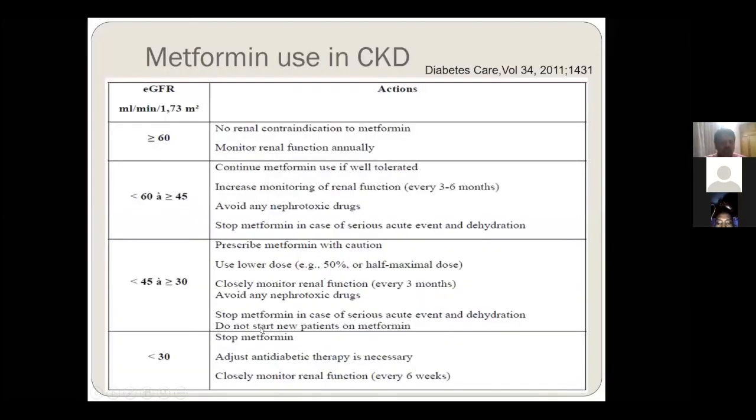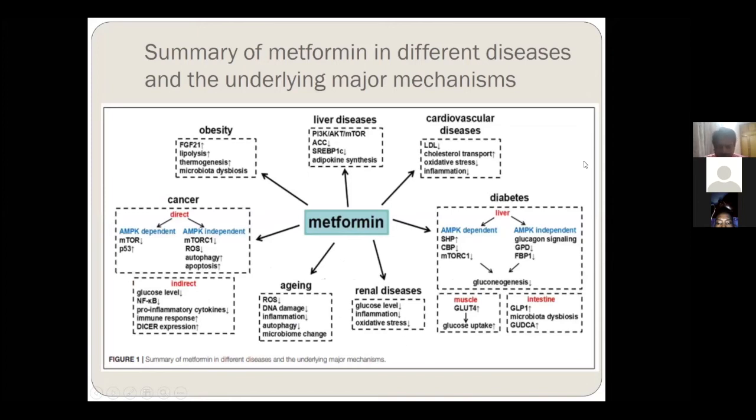With liver disease or any hypoxia, you need to stop, because otherwise you have a high chance of getting lactic acidosis. If the GFR is less than 30, it is better to stop it and use other drugs. Metformin has a pleiotropic effect. It has been shown to reduce cardiovascular events. There are multiple effects in obesity: it reduces weight by lipolysis, increases thermogenesis, and, more importantly, it reduces microbiome dysbiosis. This is also occurring in CKD patients.